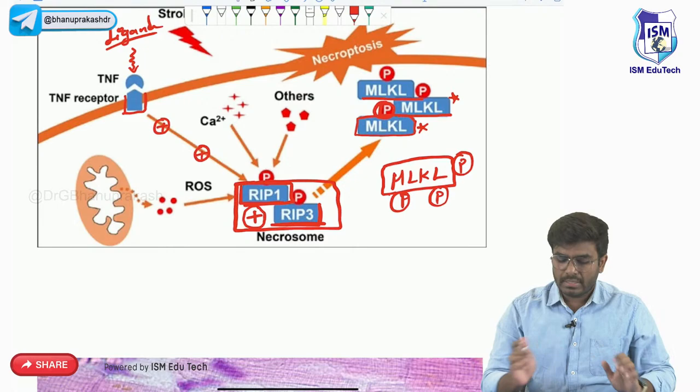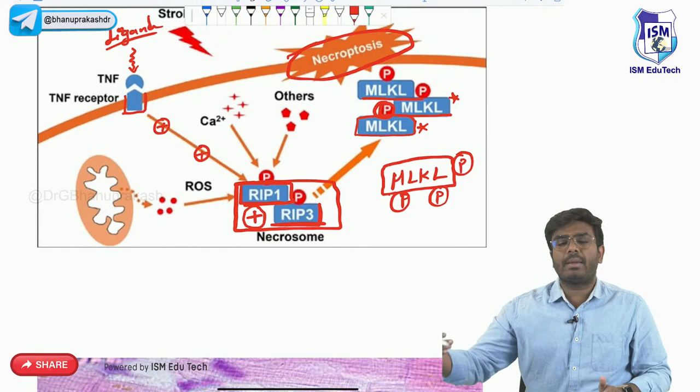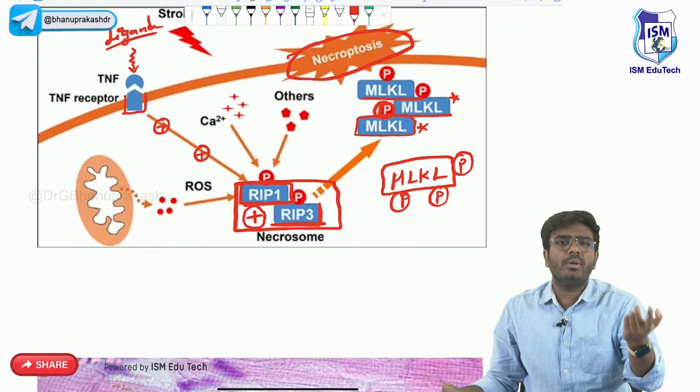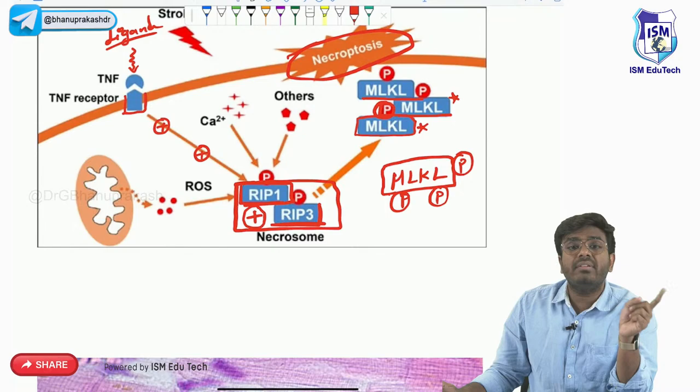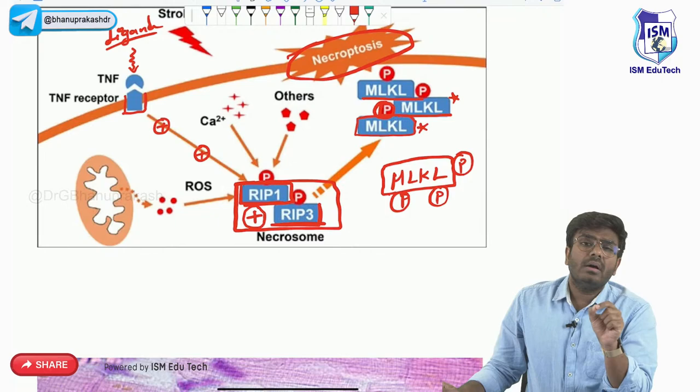So, necroptosis will happen. Why are we calling it programmed cell death? Because a sequence of events is happening. The first stimulus, the ligand tumor necrosis factor, binds to its receptor, activating a cascade of events in the cell which ultimately activates RIP kinase 1 and RIP kinase 3. Now, RIP kinase 1 and 3 will phosphorylate MLKL. That will cause the necroptosis.